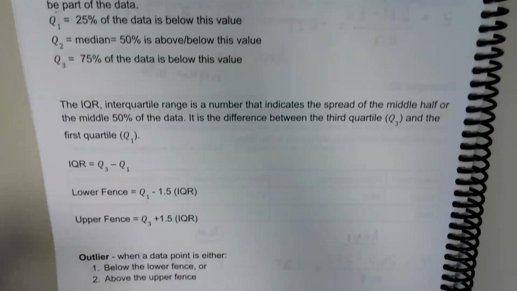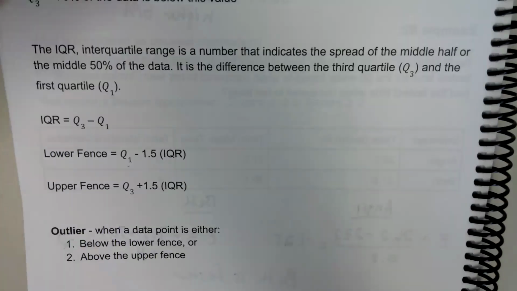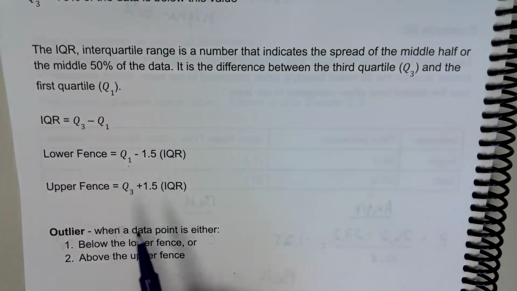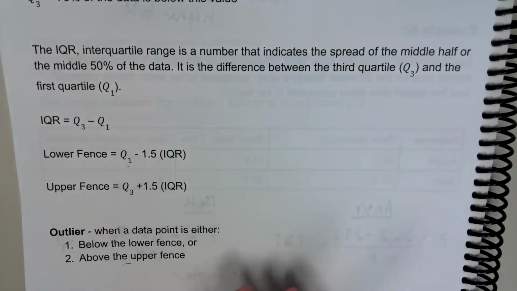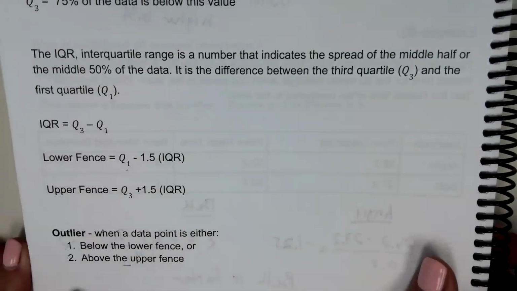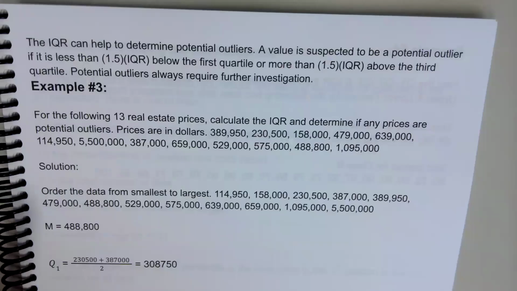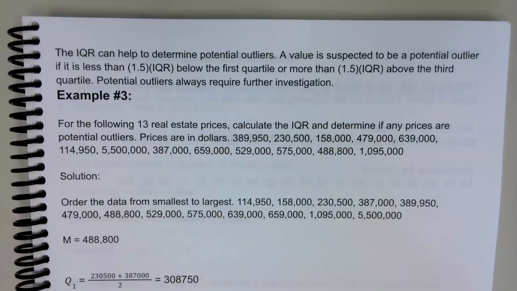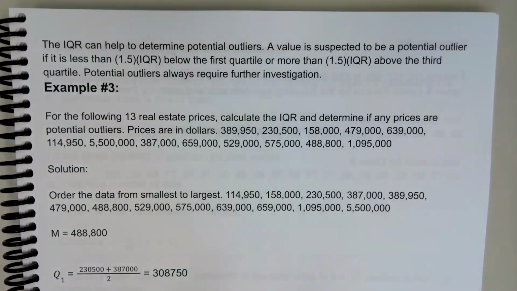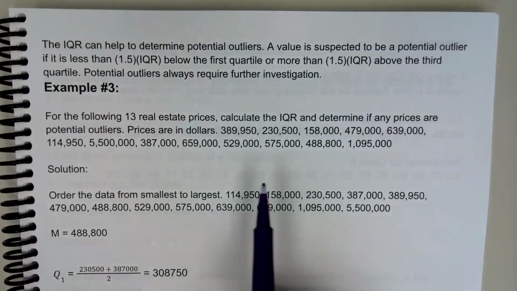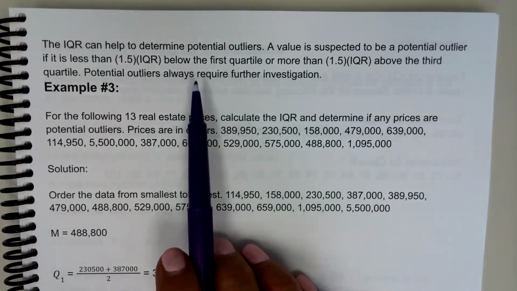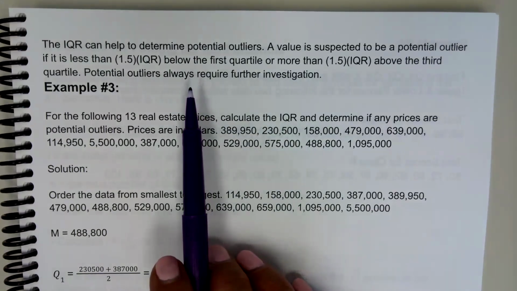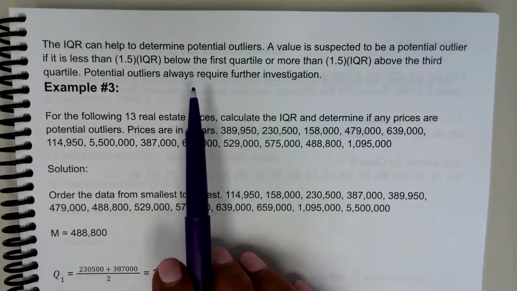So once we know the lower and upper fence, we can decide if a value, a data point, is an outlier if it's below the lower fence or above the upper fence. Then we would consider it a potential outlier. The IQR can help determine potential outliers. A value is suspected to be a potential outlier if it is less than the lower fence or bigger than the upper fence.